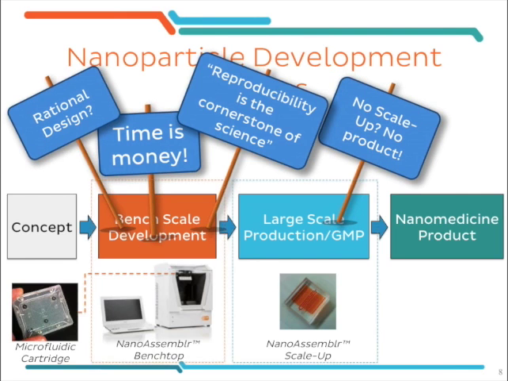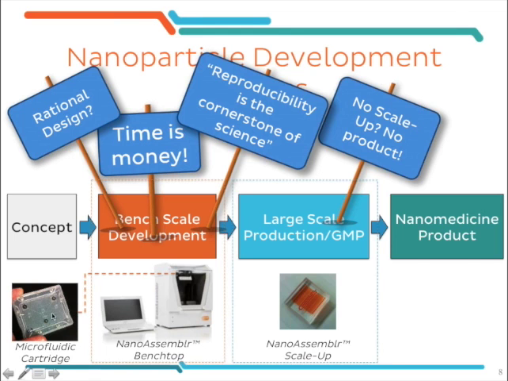So in the next slides, I would like to illustrate these challenges in more detail, and at the same time, I would like to present Precision Nanosystems' NanoAssemblr platform as a possible approach to address these challenges. For those who are not familiar with the NanoAssemblr platform, it consists of 2 products: the NanoAssemblr Benchtop instrument for small-scale prototyping of nanoparticle formulations, and then the NanoAssemblr Scale-up system for large-scale nanoparticle production.